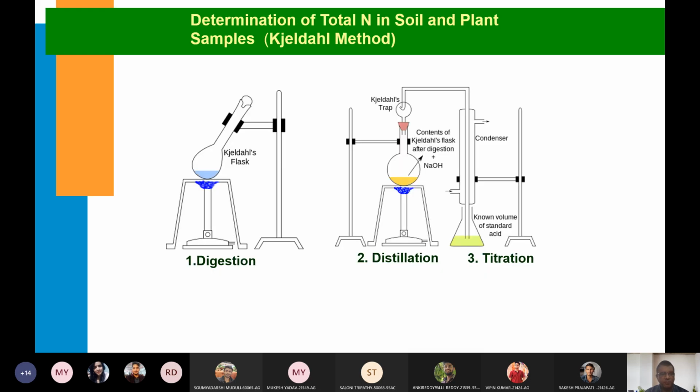Now you see this is a very simple picture. In the first picture you see the Kjeldahl flask. The Kjeldahl flask has a very long neck. Why is it famous? Why is the name Kjeldahl famous?